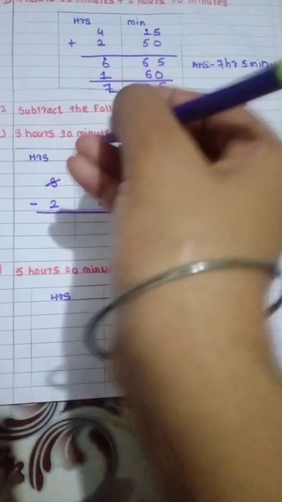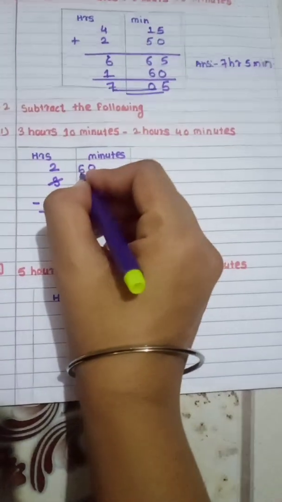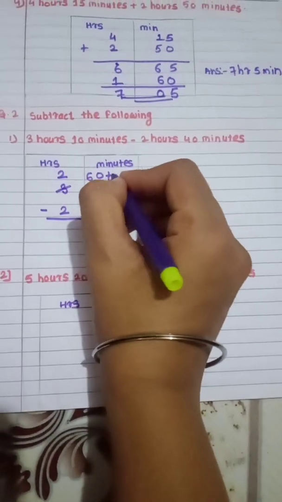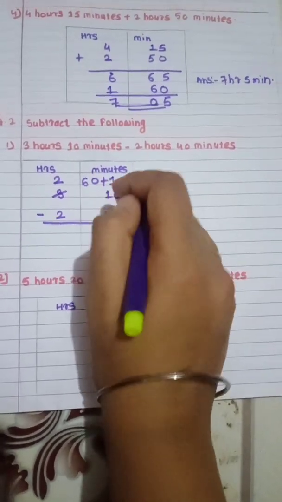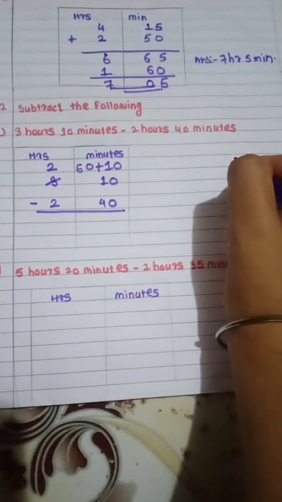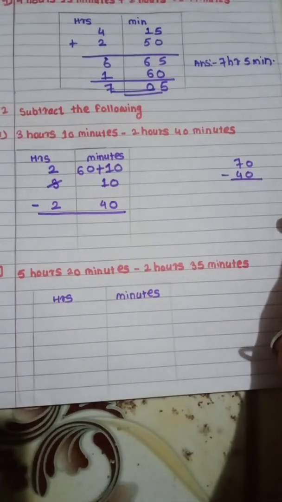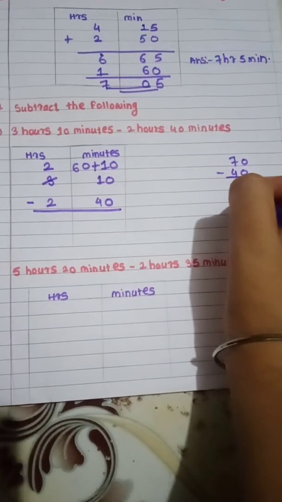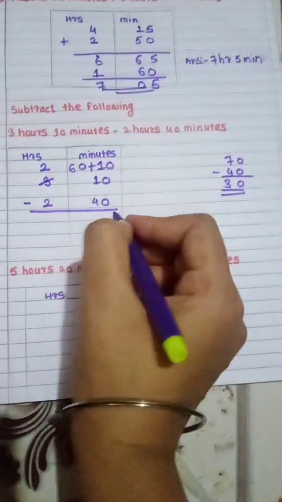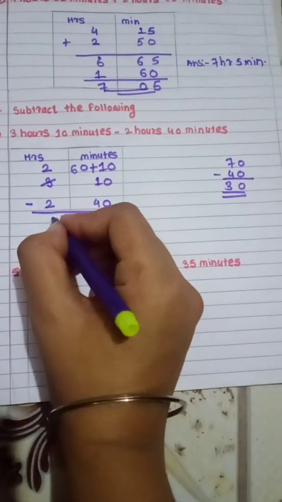So 3 minus 1 is 2. So here 2 will be the remaining. Okay, now I have borrowed 60. So 60 plus this 10. So 60 plus 10 is equal to 70. So I am going to subtract 40 from the 70. So 7 minus 4 is 3, so 30. So what is the answer over here? 30. And 2 minus 2 is 0.